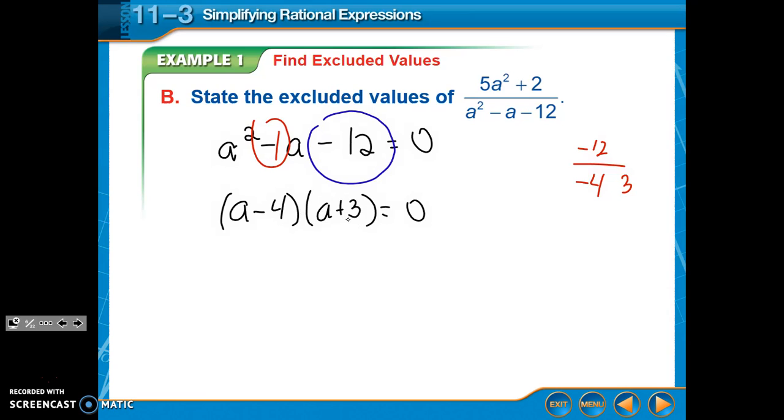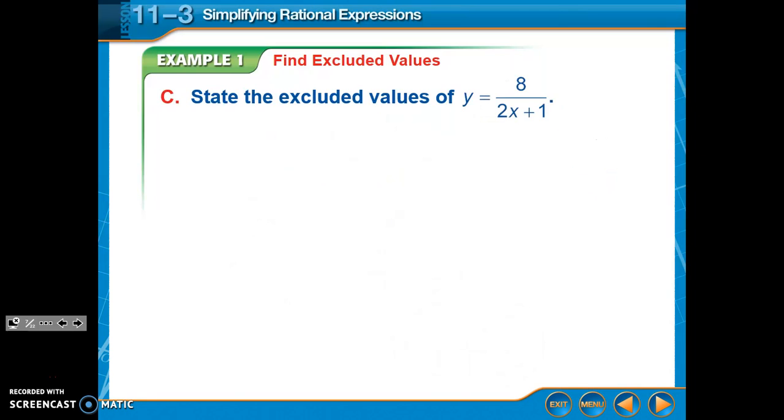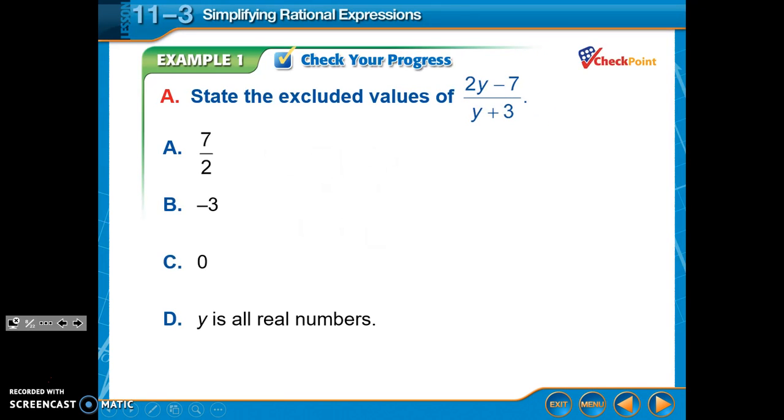So if I have two things multiplied together equal to 0, I can use the zero product property and set each part equal to 0. So I'm going to get a is 4, where a is equal to negative 3. So my excluded values are 4 and negative 3. Okay? So same thing here. If I want to find the excluded values of this, I still want to know what makes the denominator equal to 0. So I'm going to do 2x plus 1 equals 0 and solve. So I'm going to get 2x equals negative 1. So x equals negative 1/2 is my excluded value. Right? So you guys find the excluded values for these.